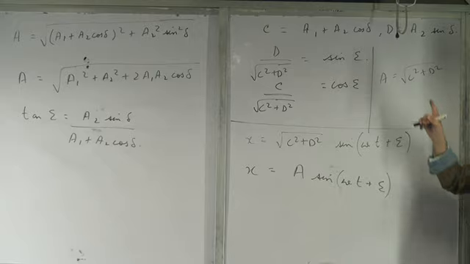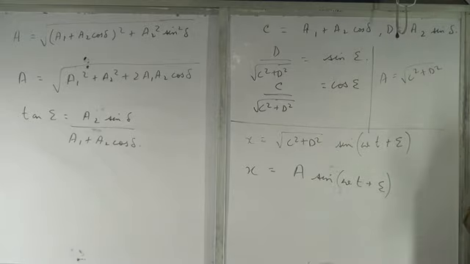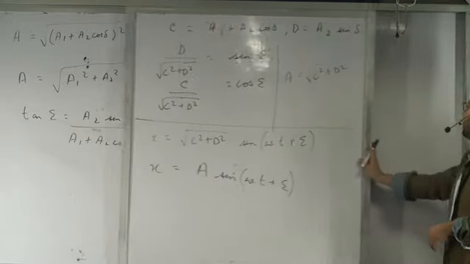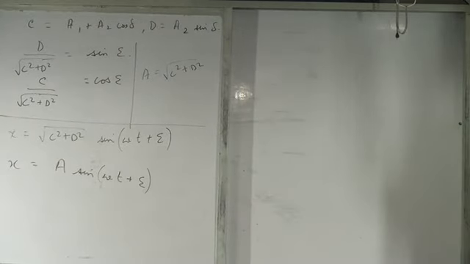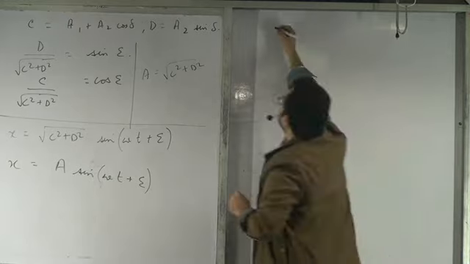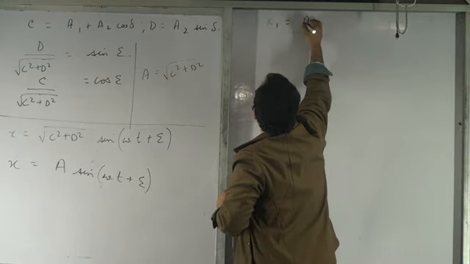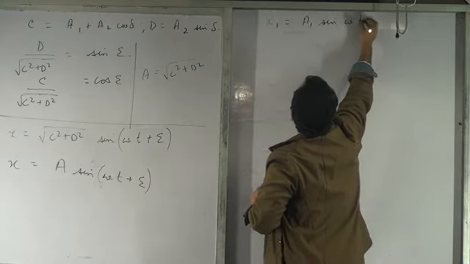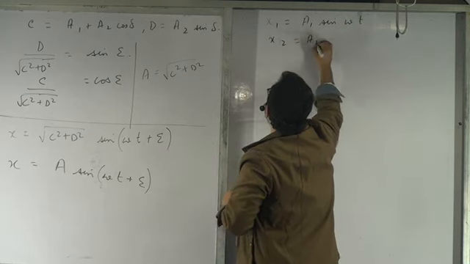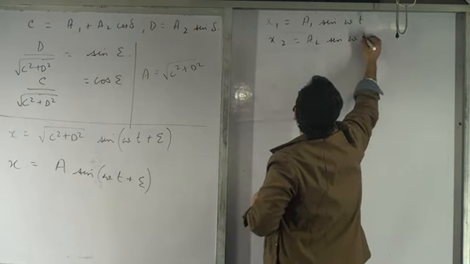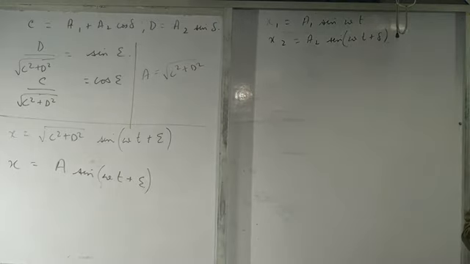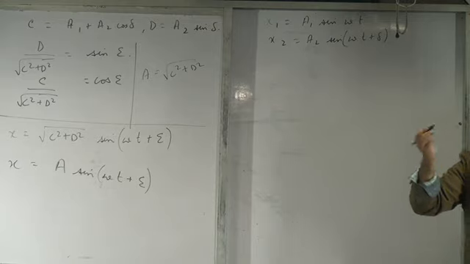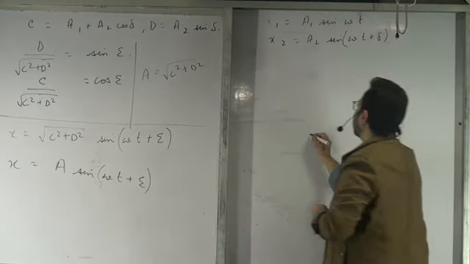Okay, so what this mathematics tells me is, if you want to find the resultant of two SHMs, do one simple thing. If I have x1 equal to a1 sin omega t, and x2 equal to a2 sin(omega t plus delta), do one simple thing. Assume that the amplitudes are vectors.